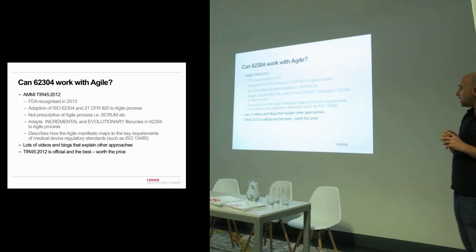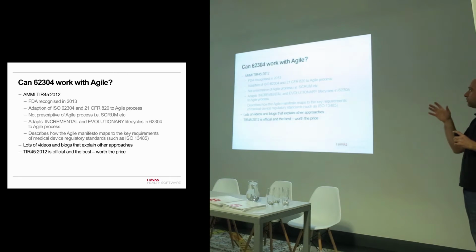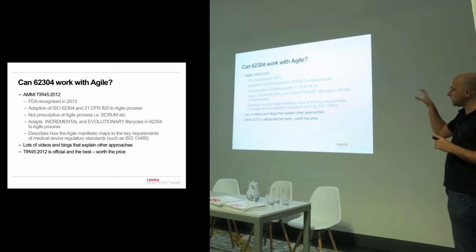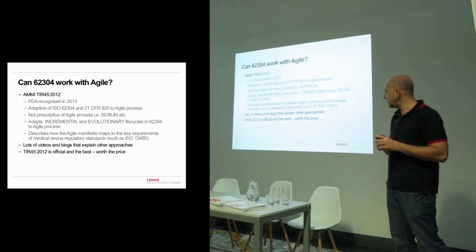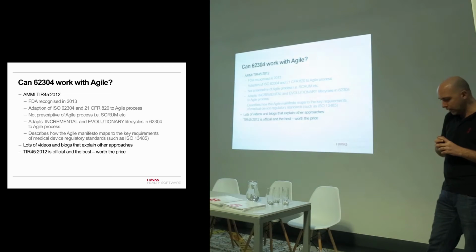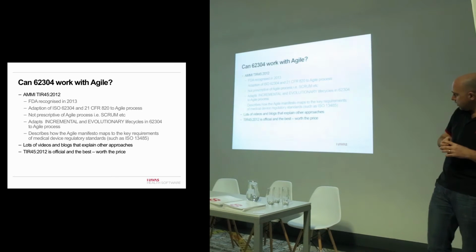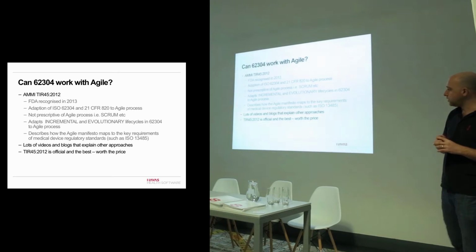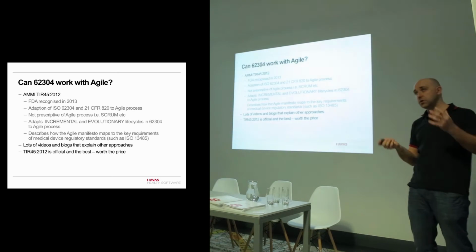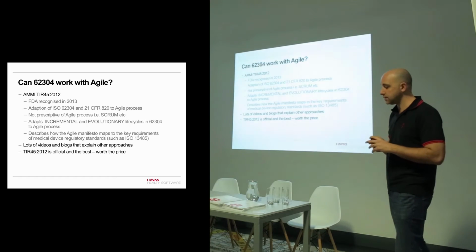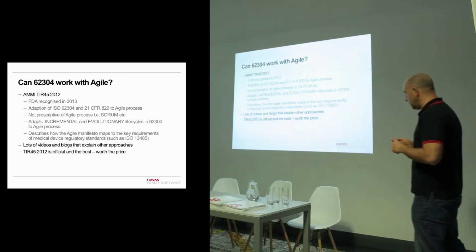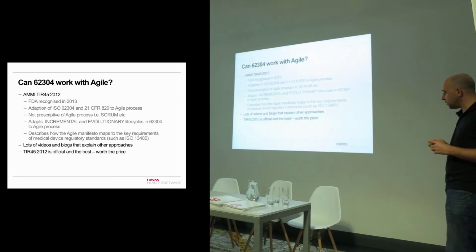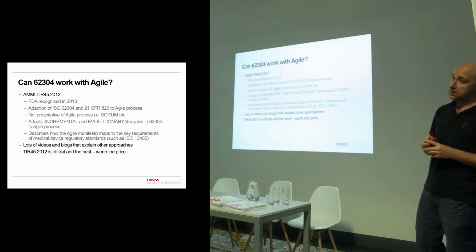The other thing I mentioned as well is that although this kind of document exists, there are lots of other ways that Agile can be applied. There are lots of videos and blogs if you have a look. But I do find that TR 45 is probably the best. It costs money, as do all the ISO standards. It's quite expensive, £300 I think, but it's well worth the money.